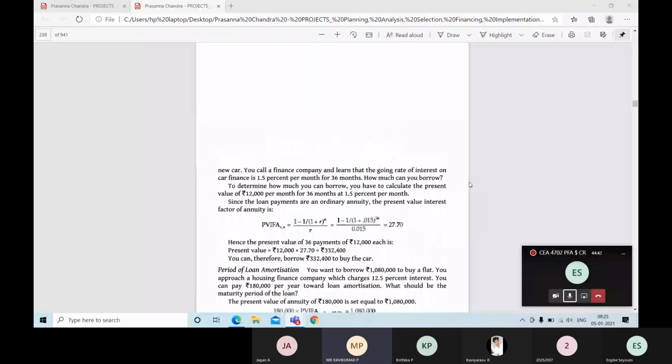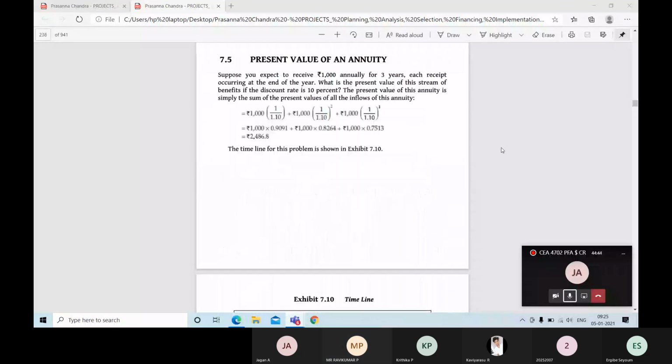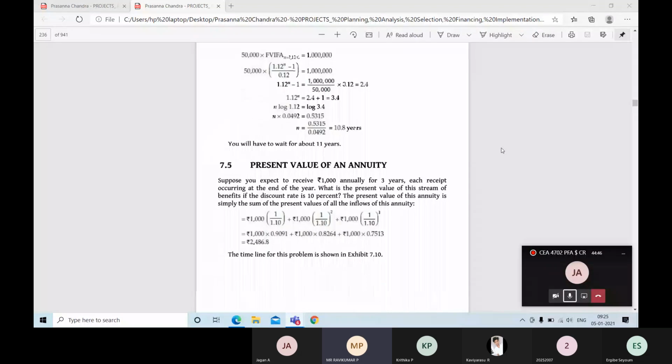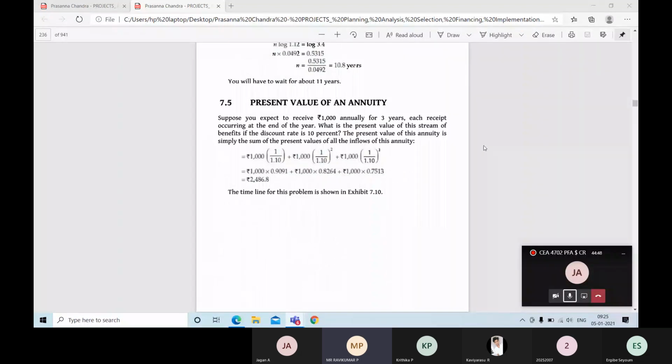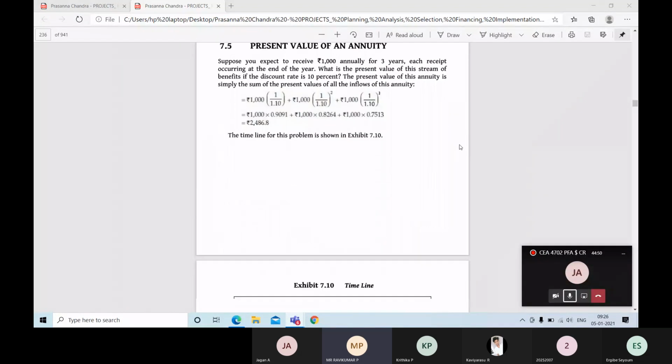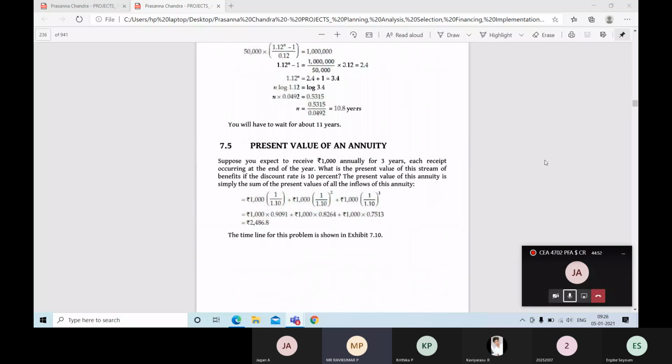Okay, we will see this tomorrow. We will continue and complete it in tomorrow's class. Some portion remains in the time value of money, and then the cash flow and the cost of capital you have to complete.